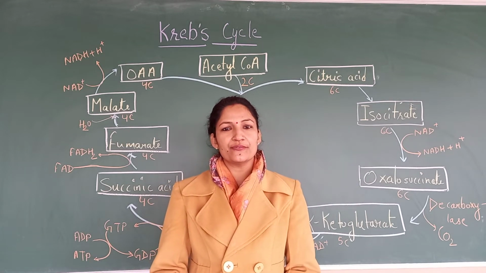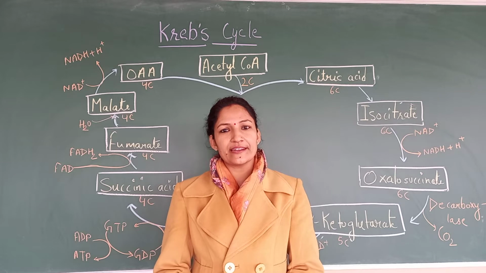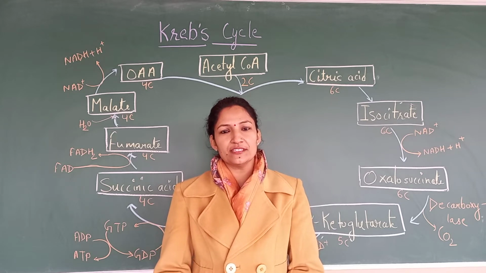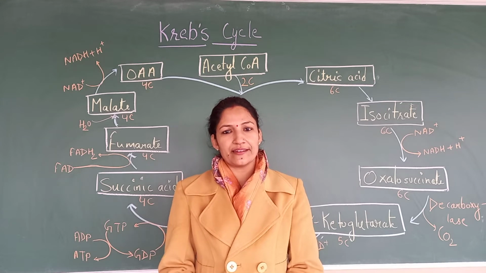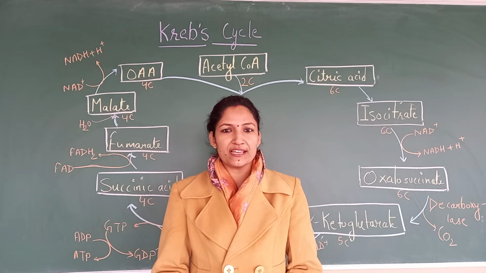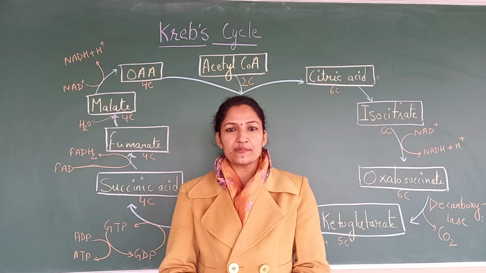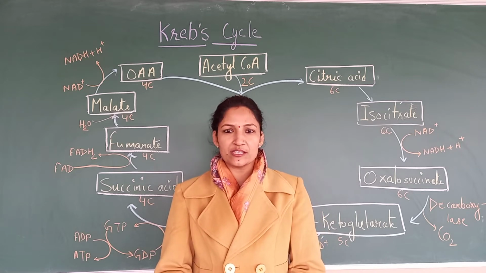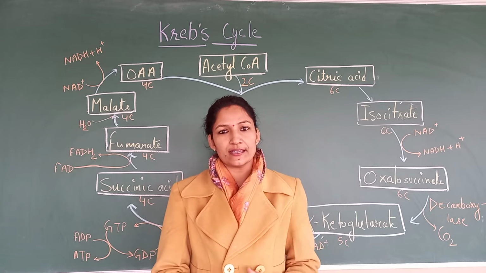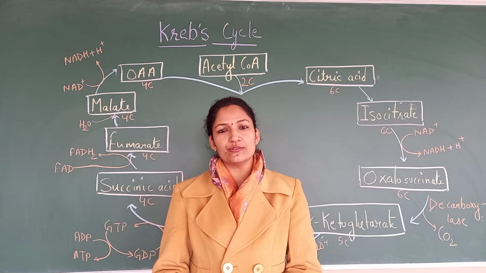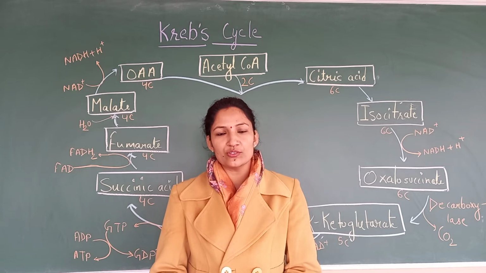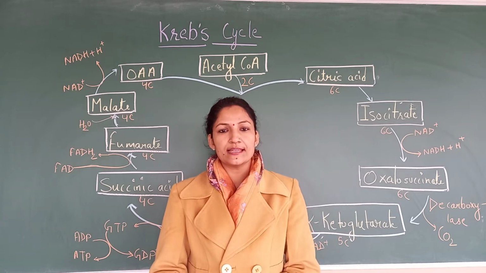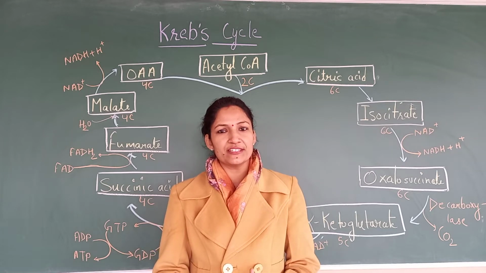In today's lecture, we are going to talk about the Krebs cycle. This Krebs cycle is named after the biochemist Hans Krebs. He got the Nobel Prize for this work. The Krebs cycle is a part of aerobic respiration, which takes place inside the mitochondrial matrix, that is the matrix of mitochondria. So here we are going to see different steps.